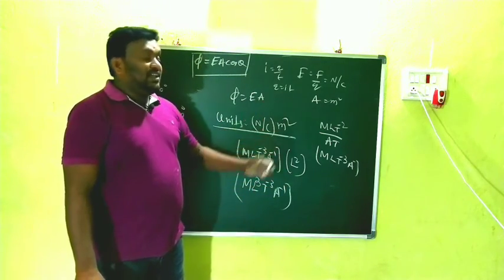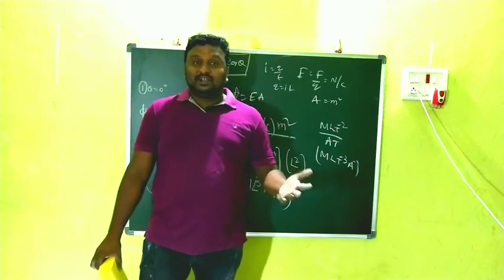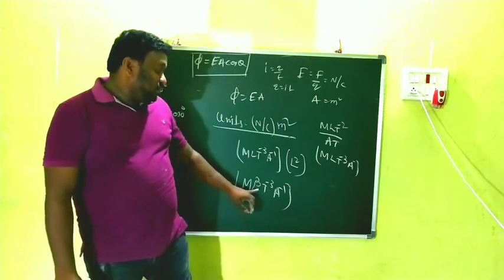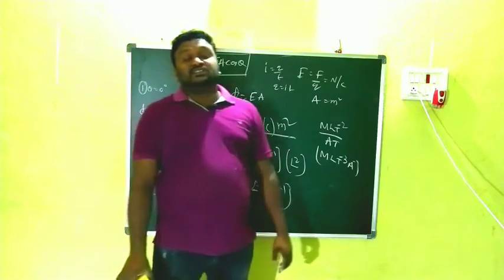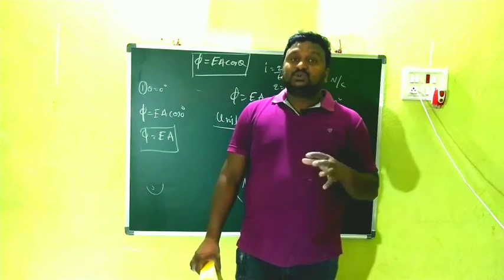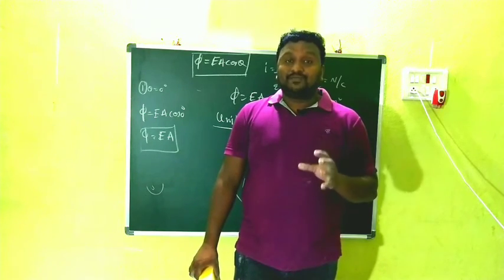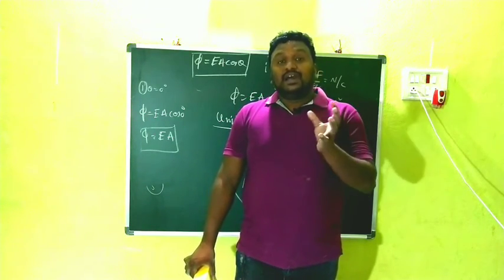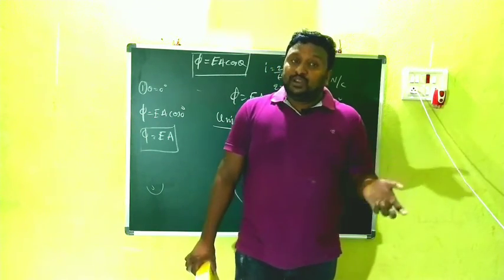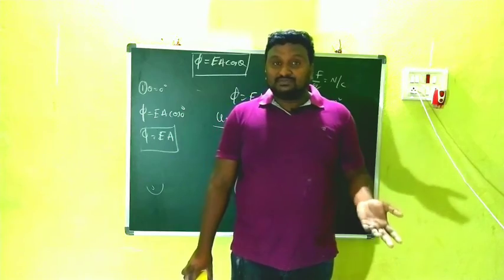And now, into A. A means area, L into L, so we get L square. Then we get M L cube T inverse 3 A inverse 1. This is the dimensional formula for flux. So this is the information about the electric flux, its definition, formula, dimension formula and units, and when the flux is maximum and when the flux is minimum.